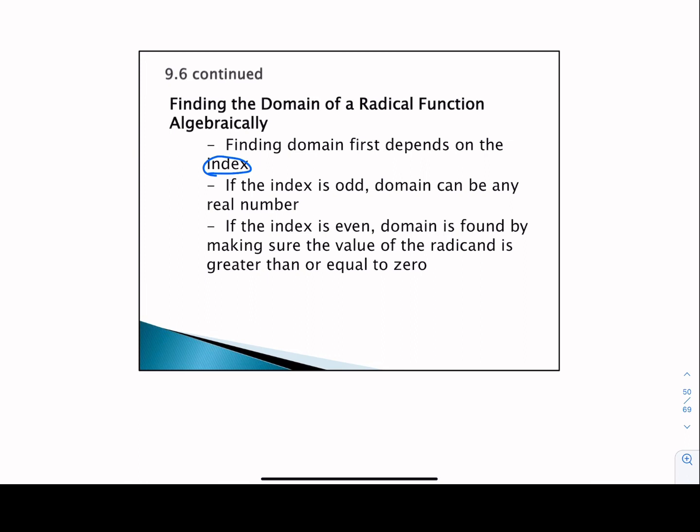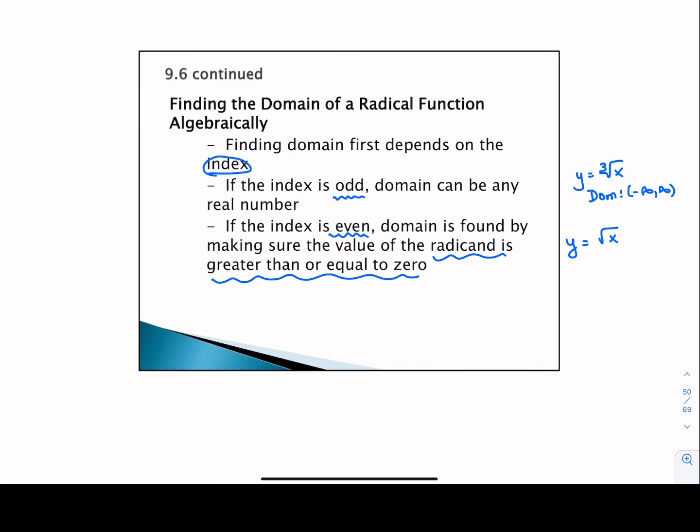We know that if an index happens to be odd, the domain is any real number. So we're saying for graphs like y equals the cubed root of x or the fifth root of x, the domain is automatically going to stretch from negative to positive infinity. It's the indices that are even that cause a little bit of a problem. If you have an even index, so if we're talking about something like y equals the square root of x or the fourth root of x, the domain must be found by making sure that the value of the radicand, so all that stuff underneath the root, is greater than or equal to 0.